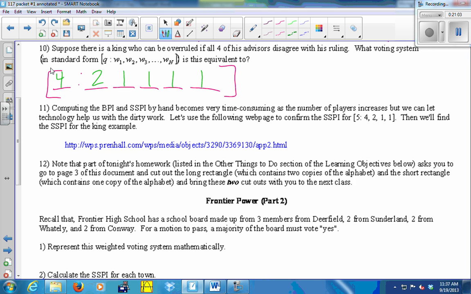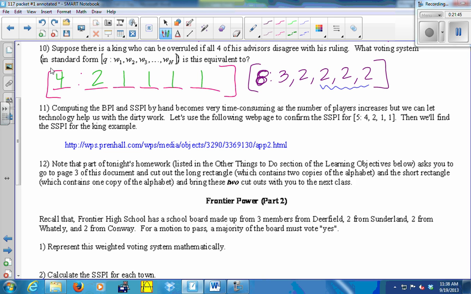5, 3, and then all 2s. Okay. So that works because, oh no, I think that any 3 of the 2s could team up and overrule the king. And we're supposed to have the only way to overrule the king be if all 4 of them team up. Right? So set the quota to 8. Okay. Yeah, that'll work. Then that's the only way to do something different than what the king wants.